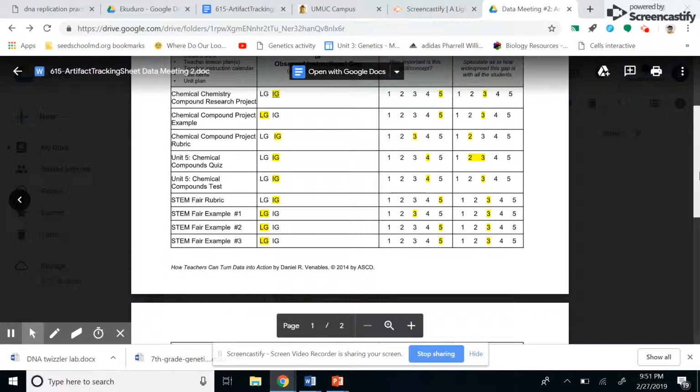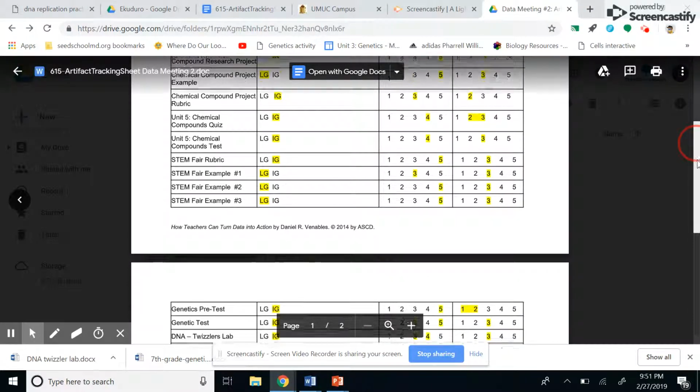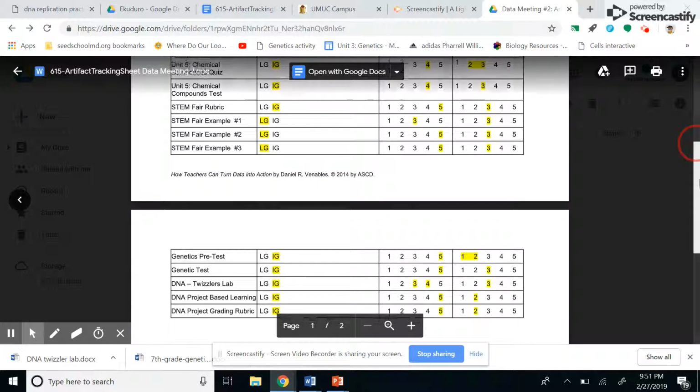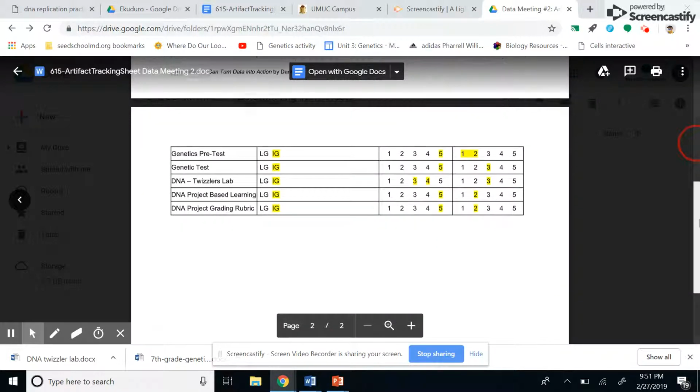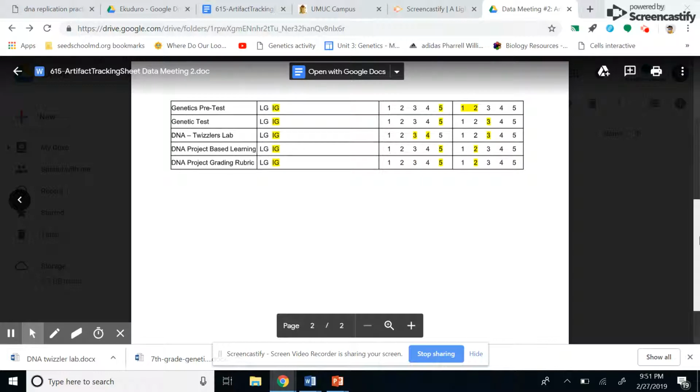Andrew presented some of the research projects that he's been using in his classroom in chemistry, as well as Delphine showing us some examples from her science fair rubric, as well as some student-led examples. My examples were the bottom five, which were the genetics pretest, the genetics test, the DNA Twizzlers lab, the DNA project-based learning assignment, and the grading rubric that I showed.